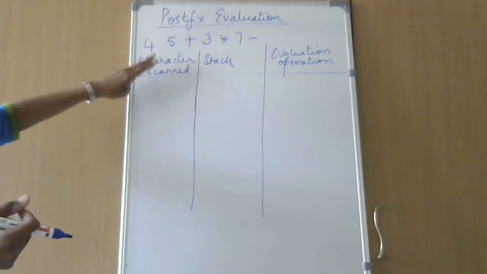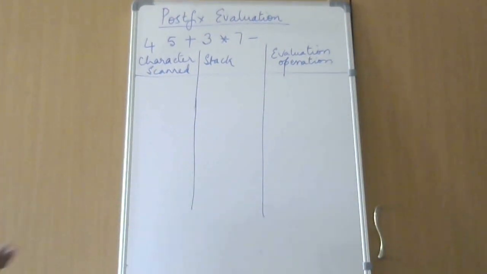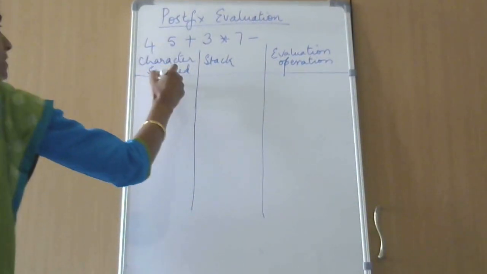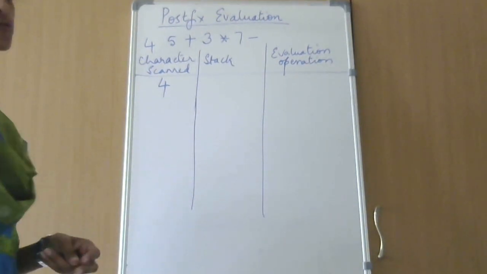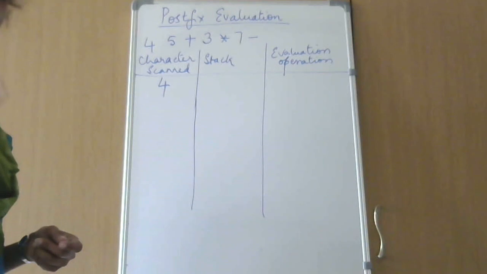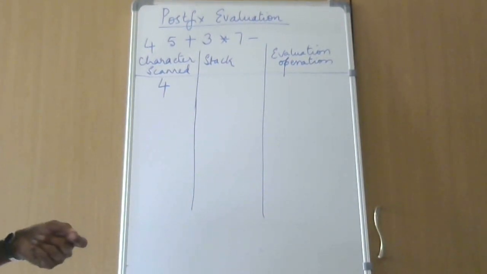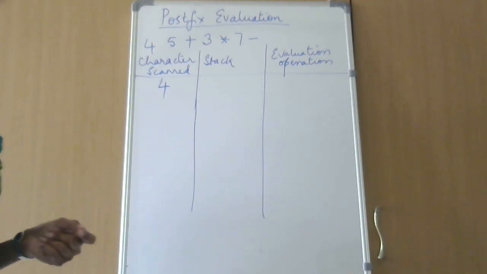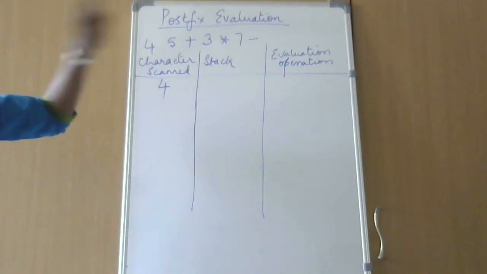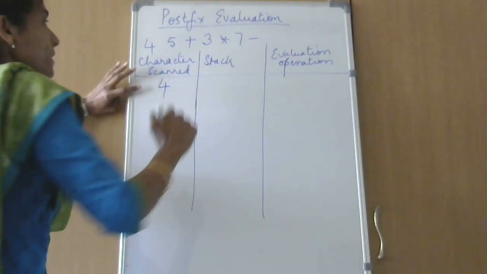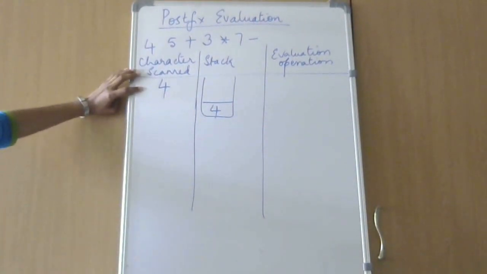So as I said, I have just taken three columns: character scan, stack, and how we evaluate that particular expression. The first character is 4, and as I told you in the previous videos, if the character scanned is an operand, we simply push it onto the stack. If it is an operator, then we pop the first two elements of the stack, apply the operator, and push the result onto the stack. This is what we follow for each of the characters that we scan. So the first character is 4. So this is my stack. I'll push this onto the stack.